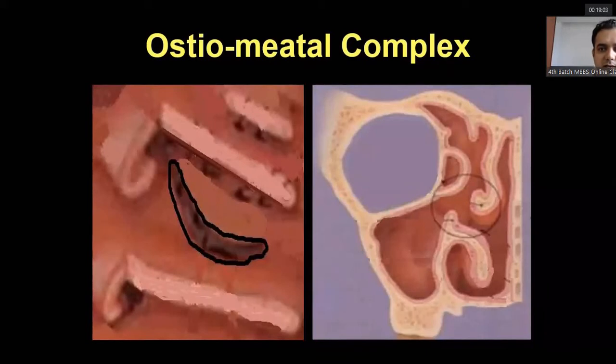Okay, so this is the middle meatus. You can see some structures here. This is the inferior turbinate here, and this is the middle turbinate, and this is the sinus opening. And there are many other structures like the uncinate process, hiatus semilunaris, and ethmoidal bulla.